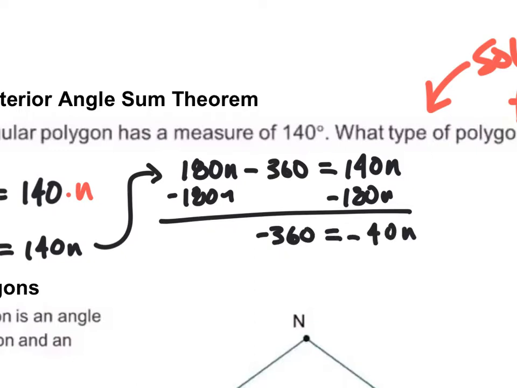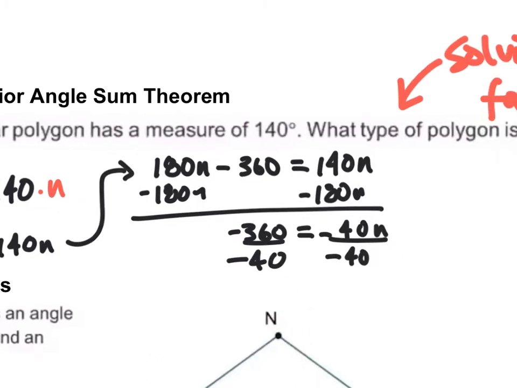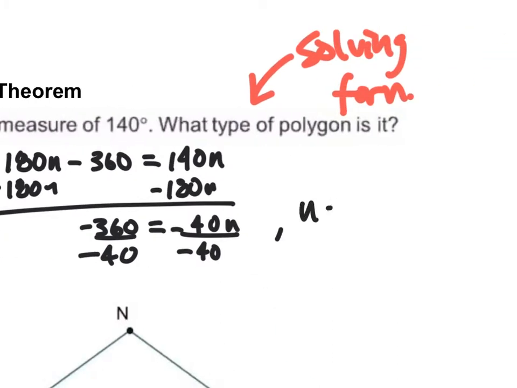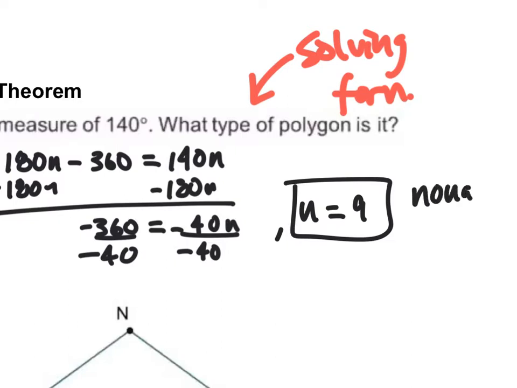Now if I divide everything by negative 40, then we end up getting that n is equal to, let's do 360 divided by 40. It's going to give me 9. N is equal to 9. So we have a nonagon, okay? So a nonagon. And that's the side that we have.